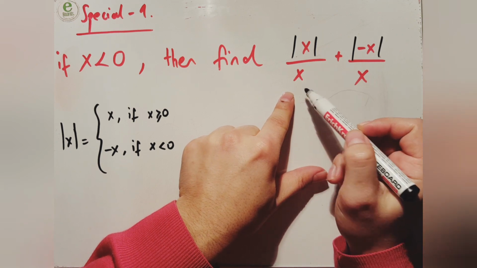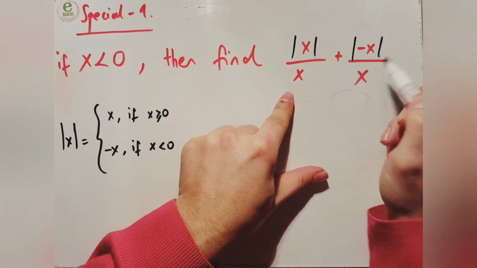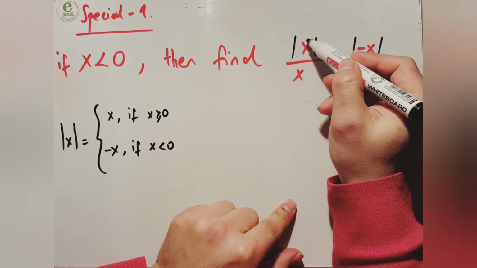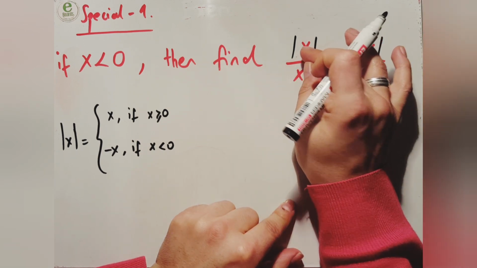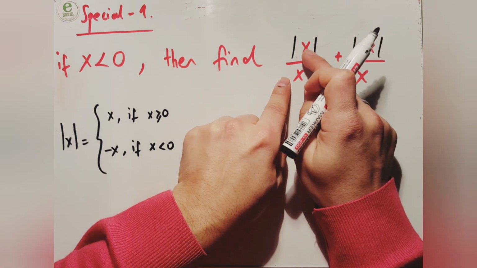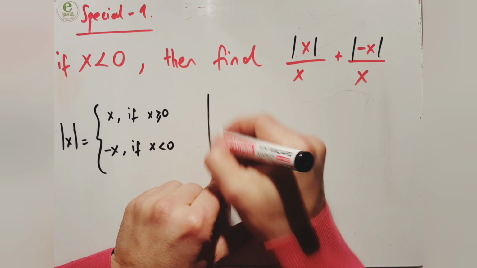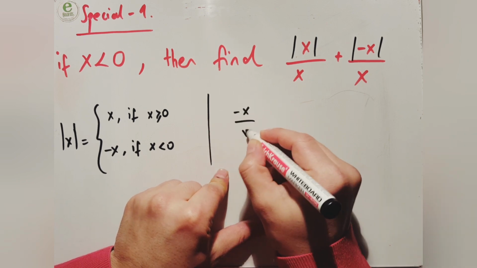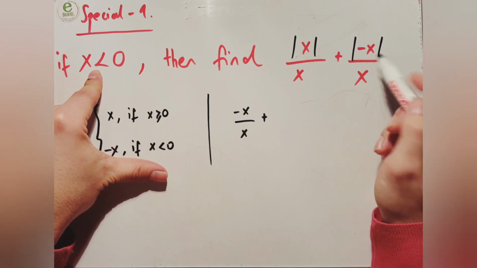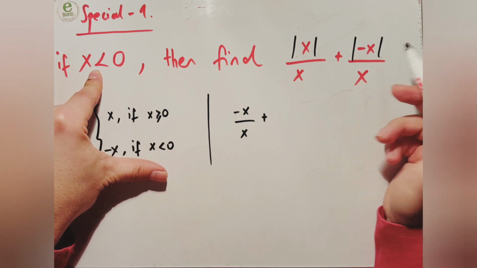So on the question given, x is less than 0, and we will find the absolute value of x over x plus the absolute value of negative x over x. If x is less than 0, it means that inside the vertical bars we have a negative number. So how can we get rid of the vertical bars? I will multiply x by minus. So it's going to be minus x over x plus, since x is less than 0, it's negative, so minus x will be positive, right?